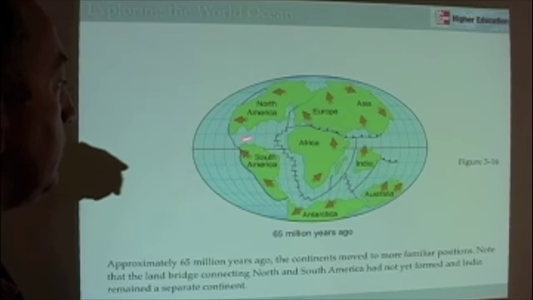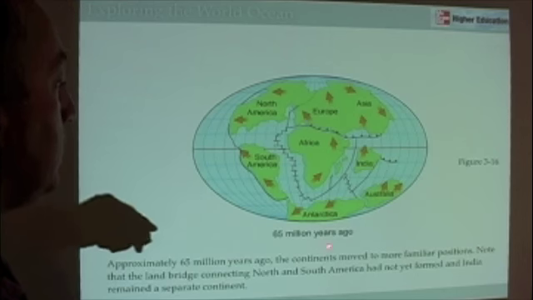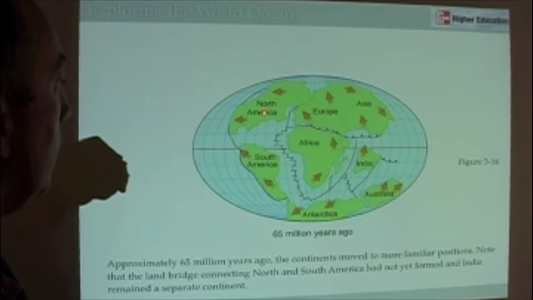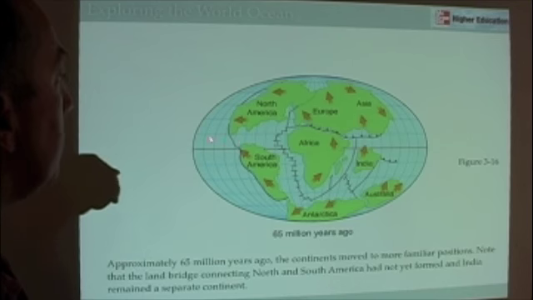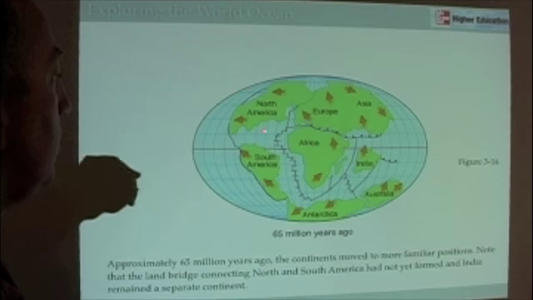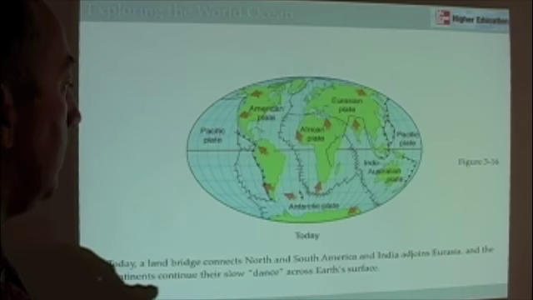One thing you may notice too is that at this time, 65 million years ago, North America and South America were not yet connected. There was no land bridge between these two, so water flowed freely from the Caribbean to the Pacific Ocean at this time.